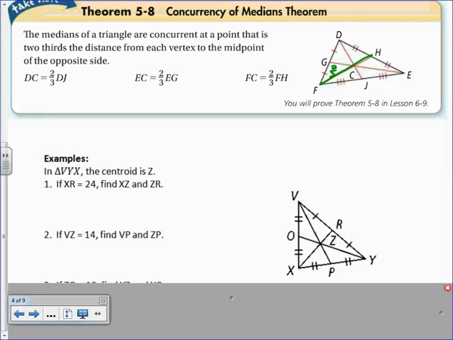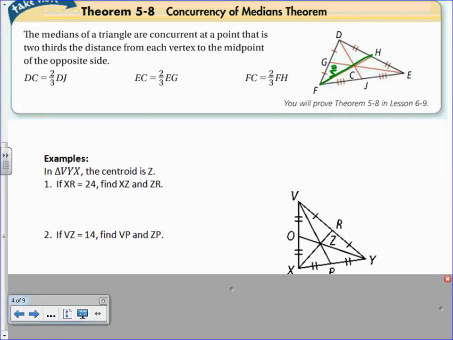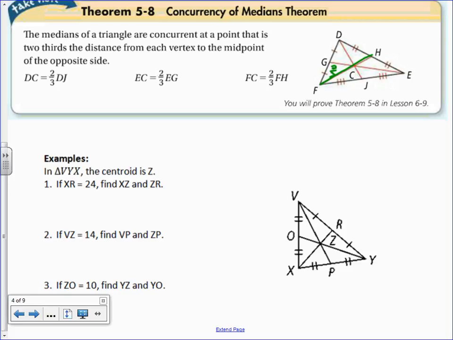So let's use that. Got a couple examples here. We got to look at the example to the right. So in triangle VYX, the centroid is Z. So again, that's where the medians intersect. It's a hard thing to remember, but I think we're going to come up with some ways to remember that. The centroid is where the medians intersect. Then you have to know what the medians are. The medians go from the midpoint of one side to the vertex. So this Z is the centroid.